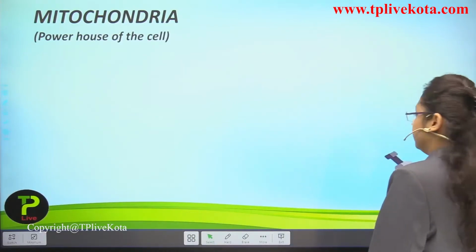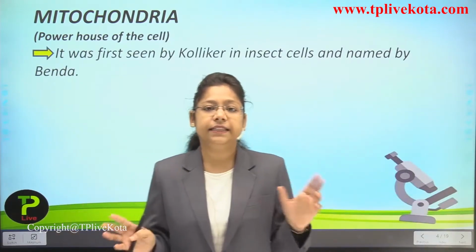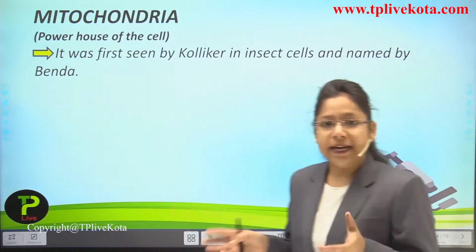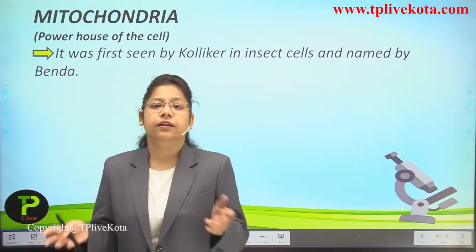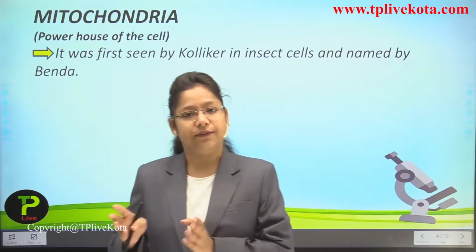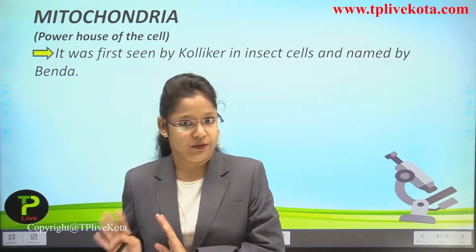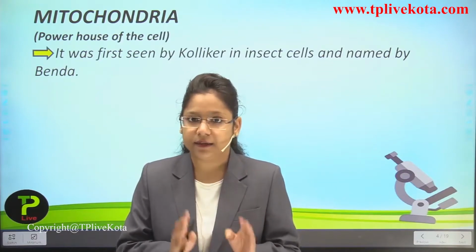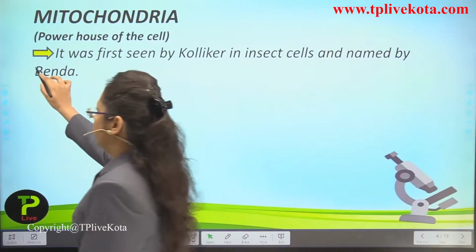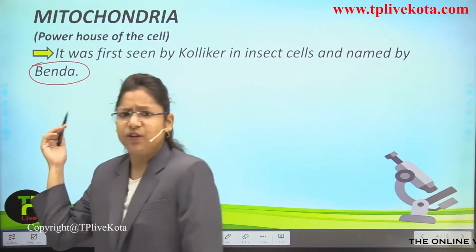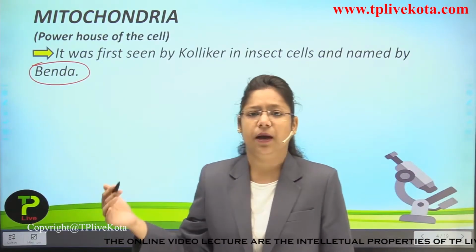So first it was seen by Kolliker, and he saw it in the flight muscles of insects. And the term mitochondria was given by Benda. The scientist Benda gave the term mitochondria, and it was observed by Kolliker in insect cells. Okay, so you just have to remember the name Benda over here, because it is more important than Kolliker, as Benda is more often asked in examinations.